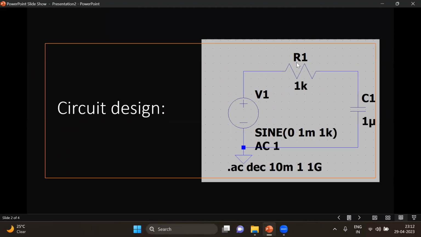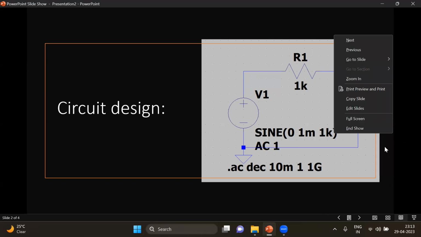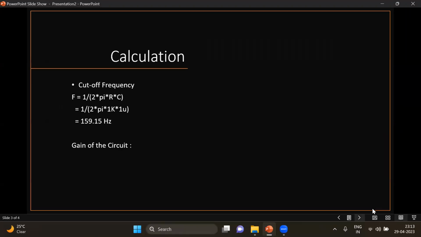I will be taking a resistance R1 in series with the capacitor C1. The value of the resistance would be 1 kilo ohm and the value of the capacitance will be 1 microfarad. I'm applying a sinusoidal voltage of 1 millivolt peak, or you can say 2 millivolt peak to peak, having 1 kilohertz frequency. And we will have some design perspective from this circuit.